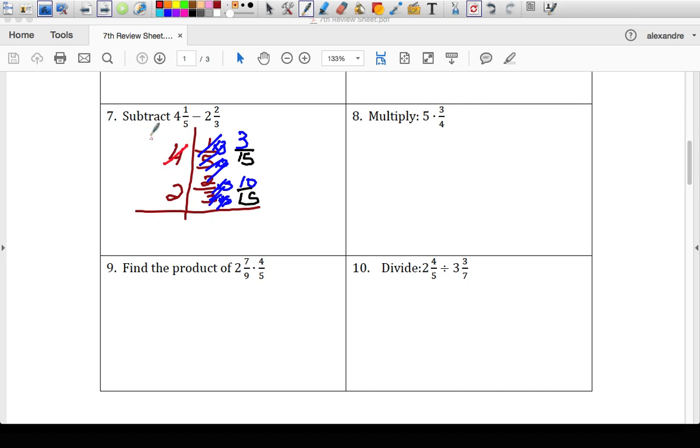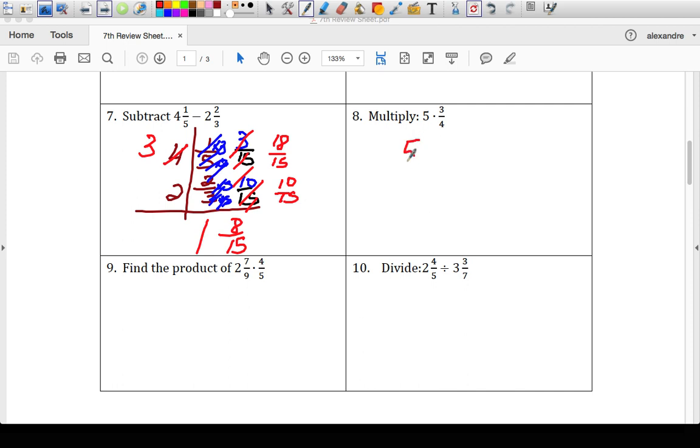So that 4 is going to become a 3. And this, you're going to add 15 over 15, which eventually just think of adding the denominator to the numerator if you want. And you get 18 over 15. Over here, it's 10 over 15. Now I can subtract. So this can go out. 18 minus 10 is 8. 15 stays the same. And 3 minus 2 is 1.